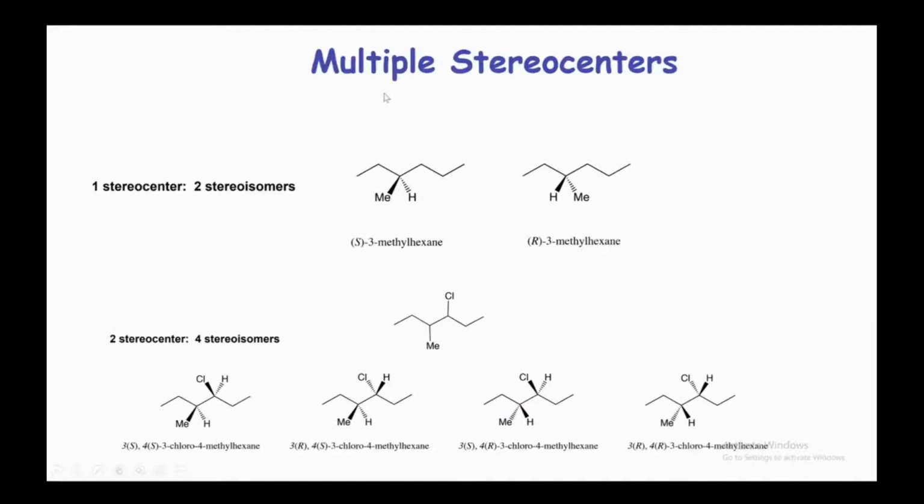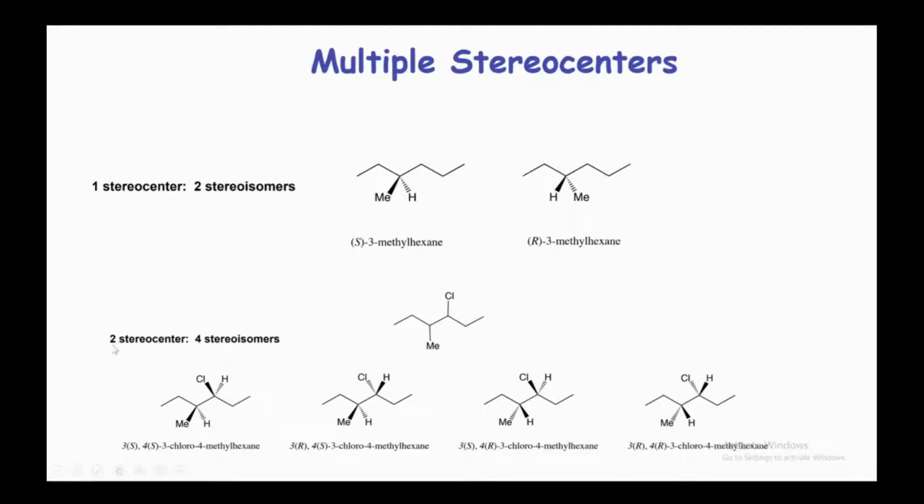So what happens when we have multiple stereocenters? Before, we discussed when we have a single stereocenter. Now we are going to discuss when we have more than one stereocenter. If we have one stereocenter, then there are 2 stereoisomers possible for that compound. For example, there is one stereocenter present in this whole structure. That means there could be one enantiomer of this molecule possible. Then these 2 are called 2 stereoisomers.